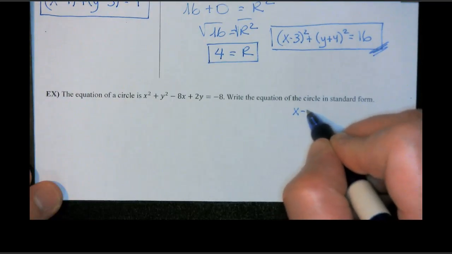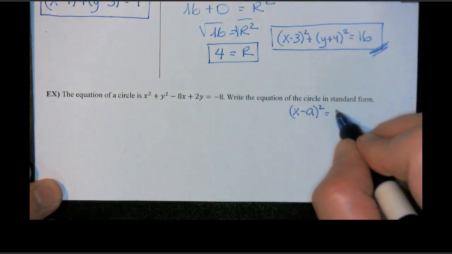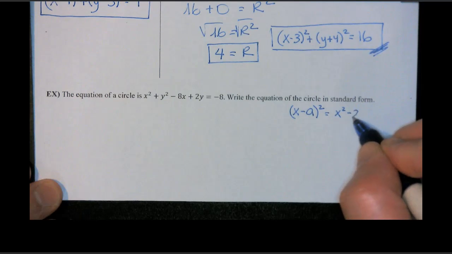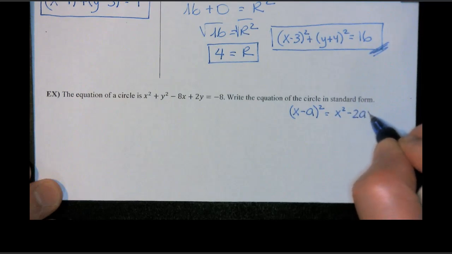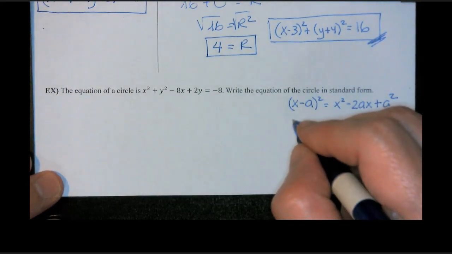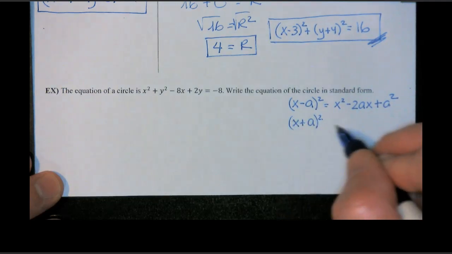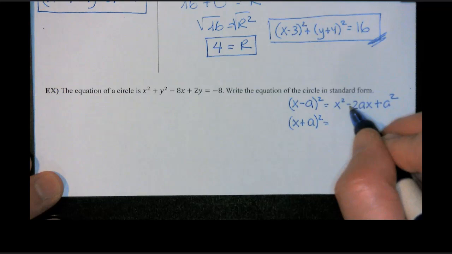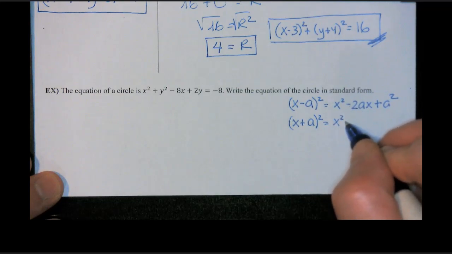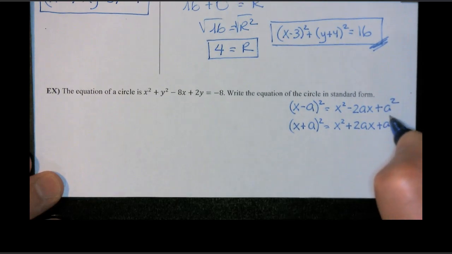In Algebra 1, we know that x minus a squared is the same as x squared minus 2ax plus a squared. And then, for example, x plus a squared will be the same thing, except instead of adding a negative there, it's going to be a positive: positive 2ax plus a squared.